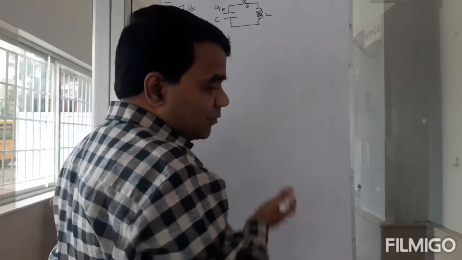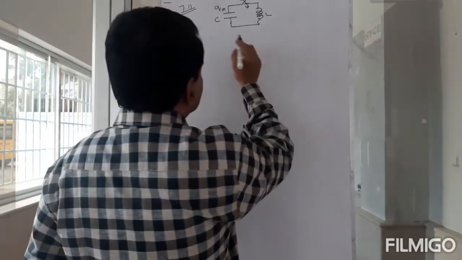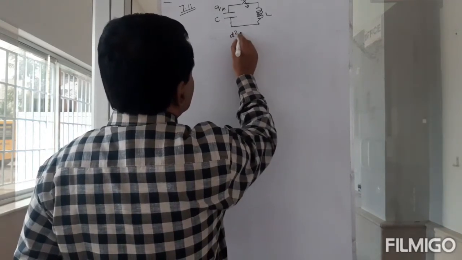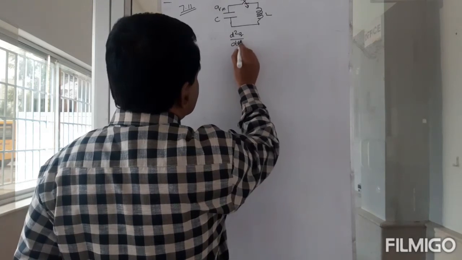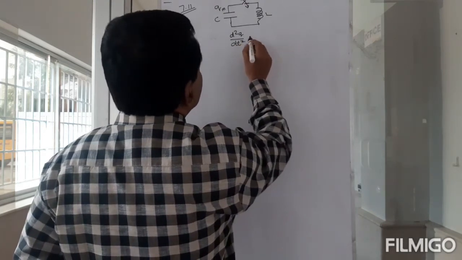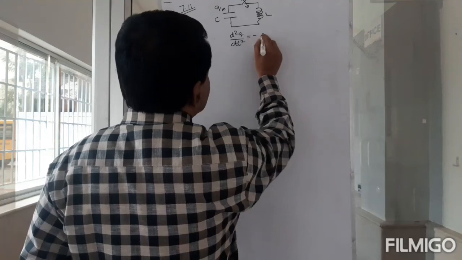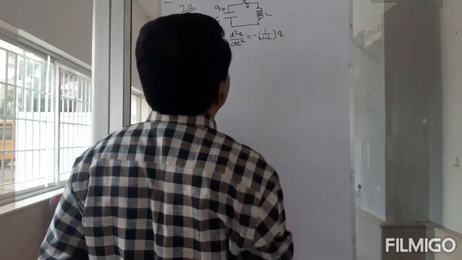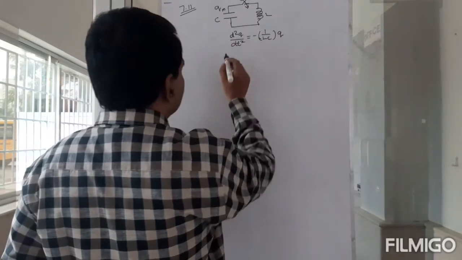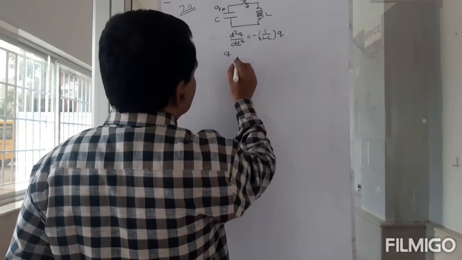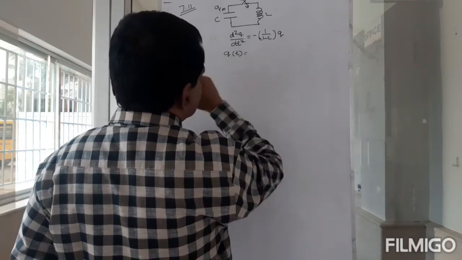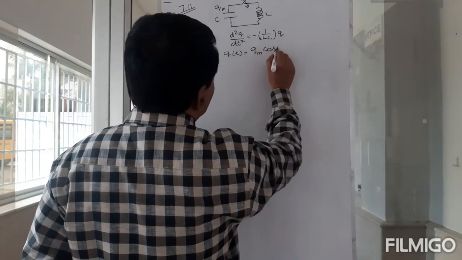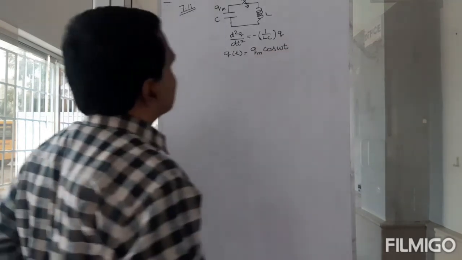So this is the condition. From the solution to this equation, d squared q by dt squared is equal to minus 1 by LC into q, we saw that q at any time t is given by q max cos omega t. Okay? We did that.